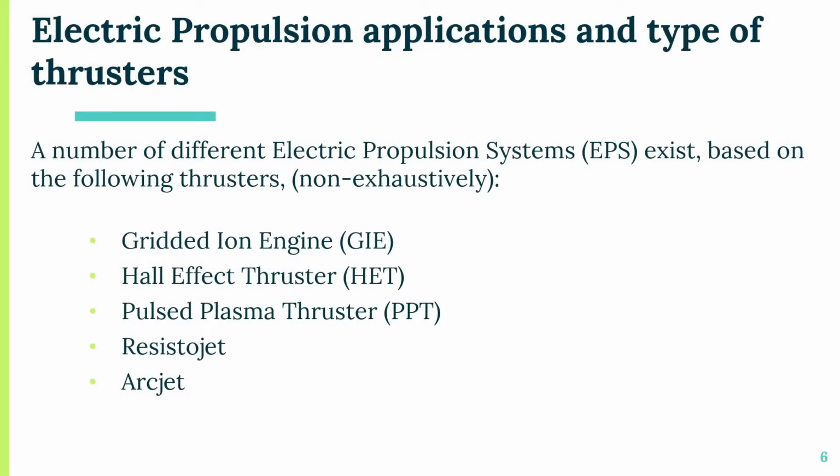A number of different electric propulsion systems (EPS) exist, based on the following thrusters, non-exhaustively. There are many types of thrusters which are used in electric propulsion. The first one is the gridded ion engine, also known as GIE. Second is Hall effect thrusters, pulsed plasma thrusters, resistojets, and arcjets. Resistojets and arcjets are two basic types which are known to us.